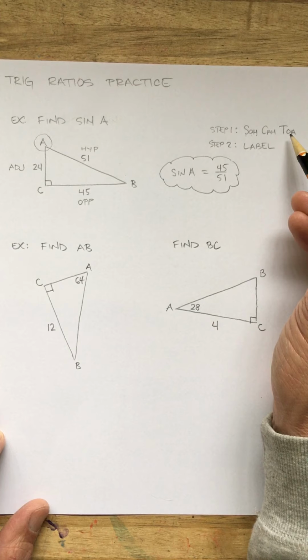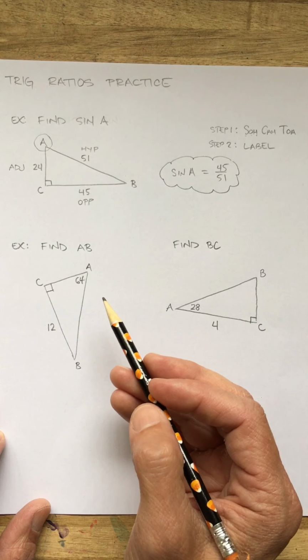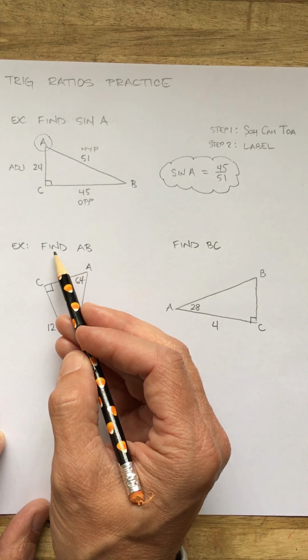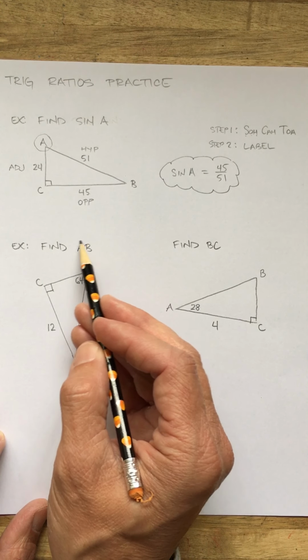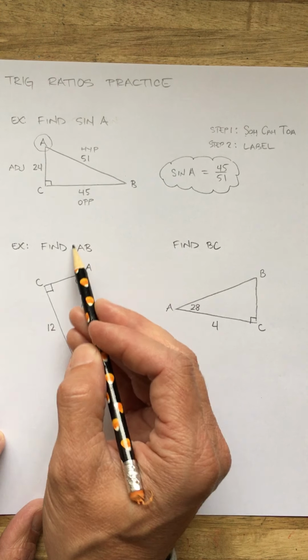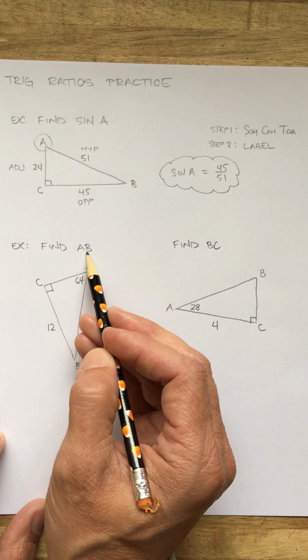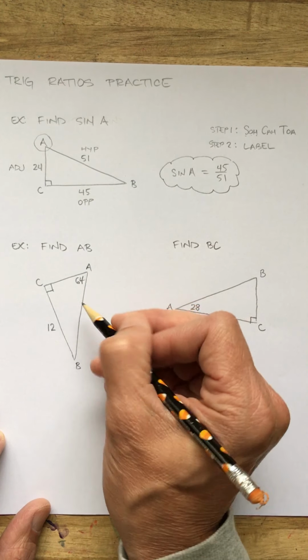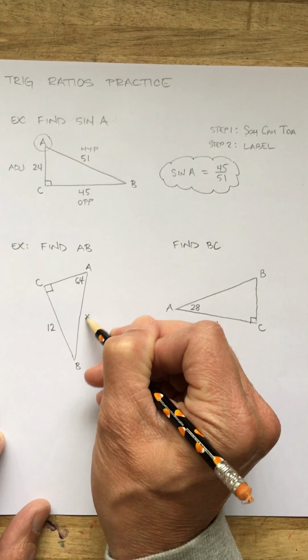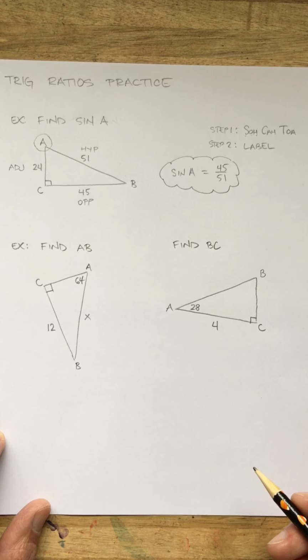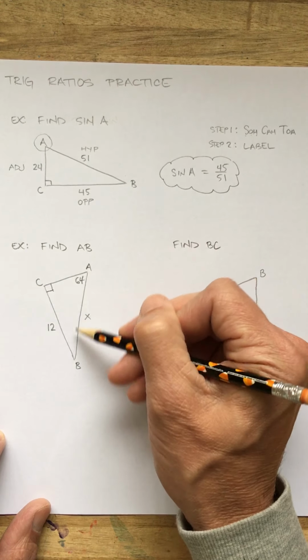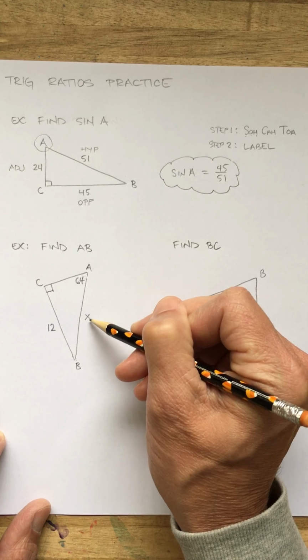If we are trying to find side, this is side AB. Okay, AB. Whenever you see 2 letters like that, you're talking about a side. They want side AB, so if I'm going to label that, I need to put an X right here. Okay? This is side AB. This is what I'm asked to find, so I put an X.